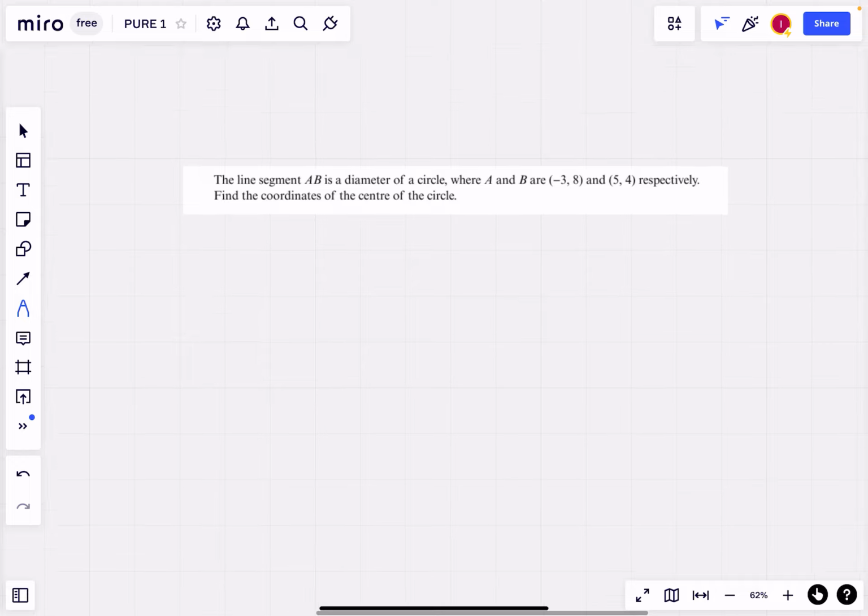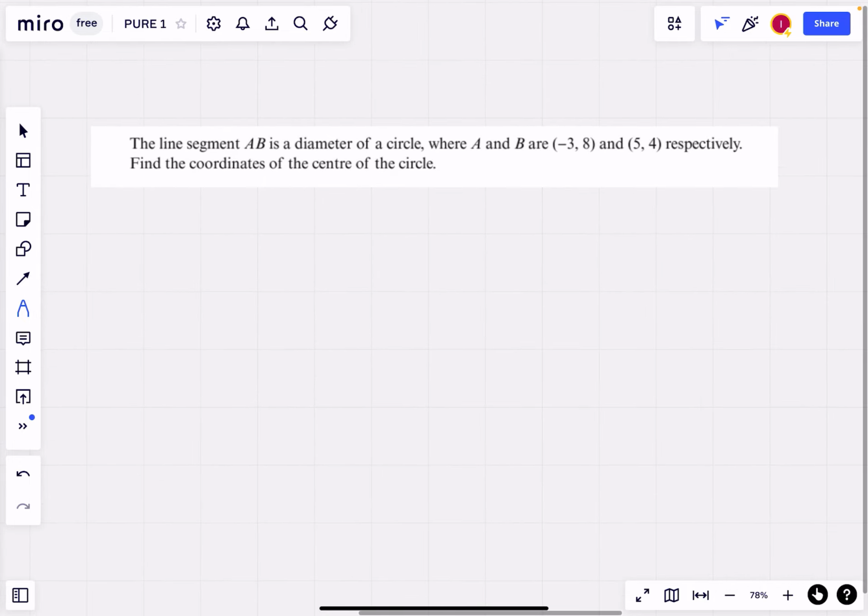So let's have a look at this question. The line segment AB is a diameter of a circle where A and B are -3, 8, and 5, 4 respectively. Find the coordinates of the center. Okay. What would be your x1, y1? What would be your x2, y2? I would say that this one would be x1, y1, and this would be x2, y2. Because remember, the x2, y2 will most of the time be the one higher up.